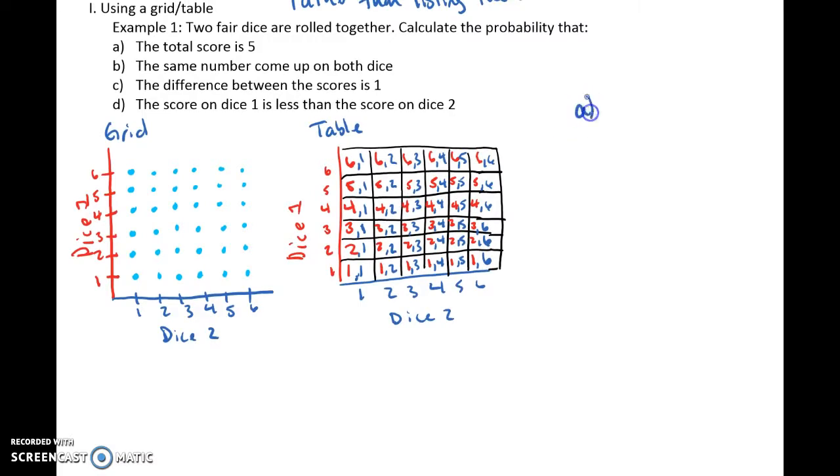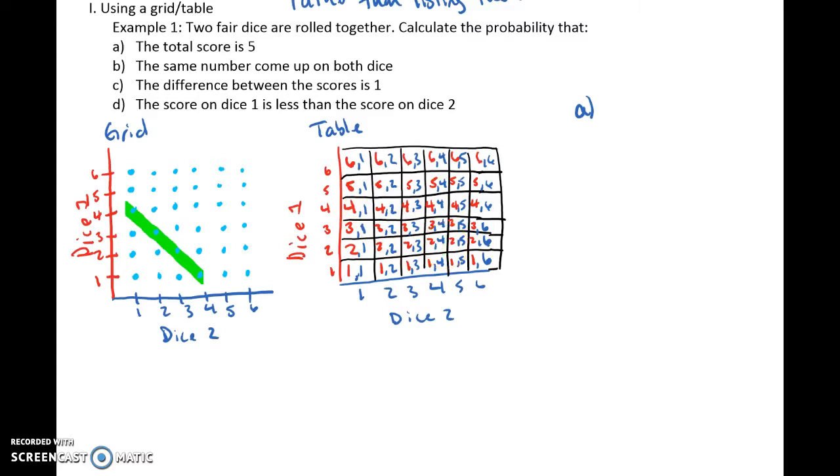So part A, what's the probability the total score is 5? So you want to basically add the two numbers and get 5. The nice thing about the dots is, for example, 1 plus 4 is 5, 2 plus 3 is 5. So you'll notice that we're basically looking at this diagonal, right? Because 3 plus 2 is 5, but 3 plus 1 is 4, for example. And then you can clearly see there's 4 possibilities. But you can do the same thing here in the table, right? You might recognize 4 and 1, 3 and 2, 2 and 3, 1 and 4.